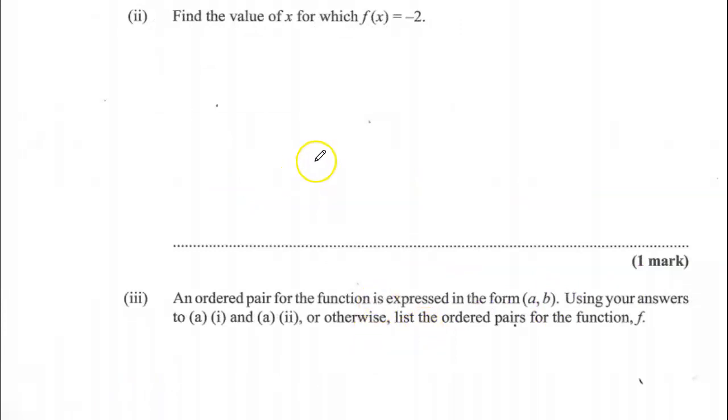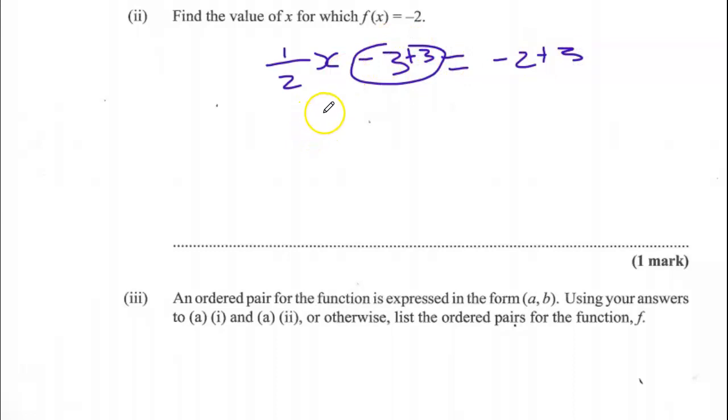Next, find the value of x for which f of x is equal to minus 2. Remember, f of x is half x minus 3, right? So we equate it to minus 2. Solving for x, we can add 3 to both sides. So half x is equal to negative 2 plus 3, that's positive 1. And of course, we can multiply both sides by 2 now. So 2 times half, that's 1. So 1x, or x, is equal to 2.